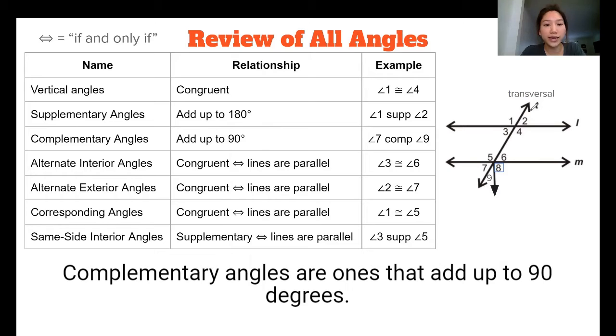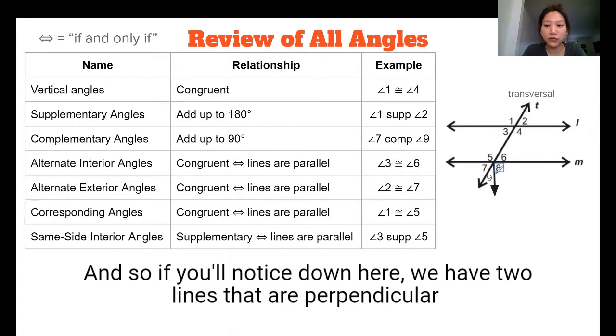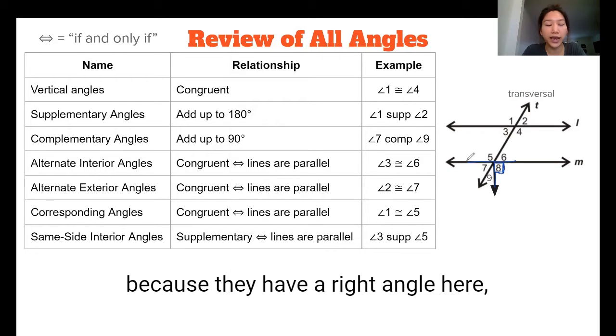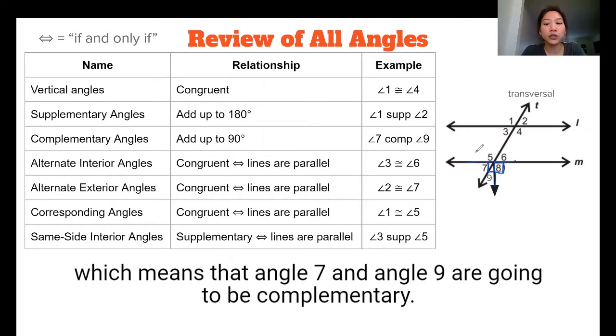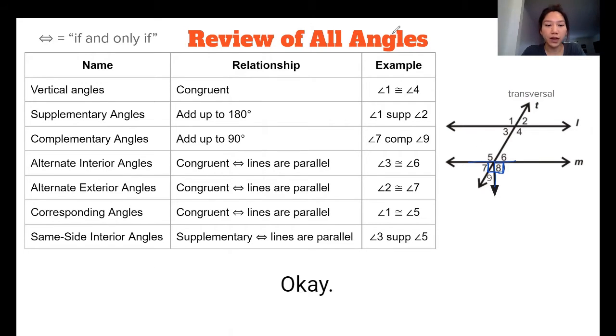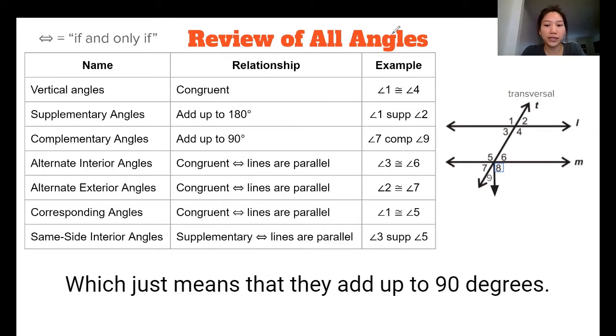Complementary angles are ones that add up to 90 degrees. And if you'll notice, down here we have two lines that are perpendicular because they have a right angle here, which means that angle 7 and angle 9 together also form a right angle, which means that angle 7 and angle 9 are going to be complementary, which just means that they add up to 90 degrees.